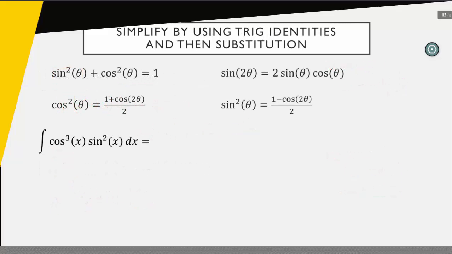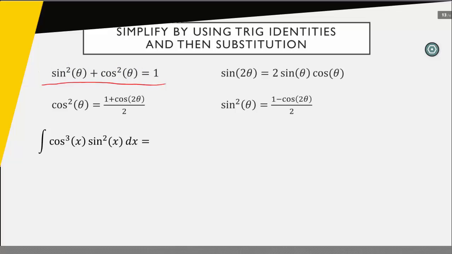Okay, so now I have this more complicated problem. I have cosine cubed and sine squared. So I can't just start off and do my substitution because I don't have a single factor of sine or a single factor of cosine. But what I can do is use one of my trig identities to help put me in that situation. If I look at my trig identities up here, the first one, the Pythagorean identity, relates sine squared to cosine squared. So it will let me go back and forth for these even powers of sine or cosine.